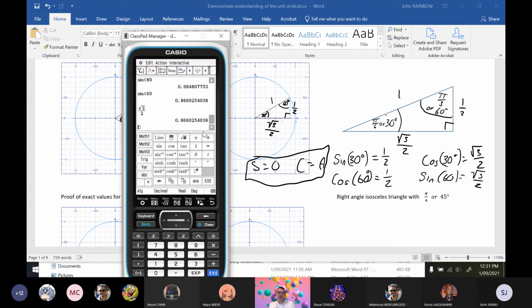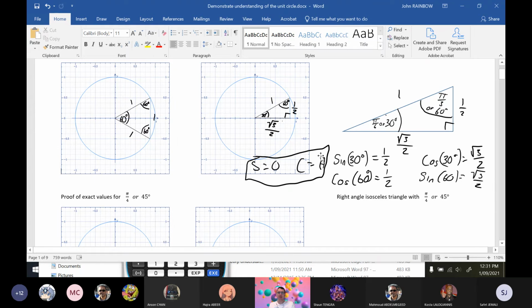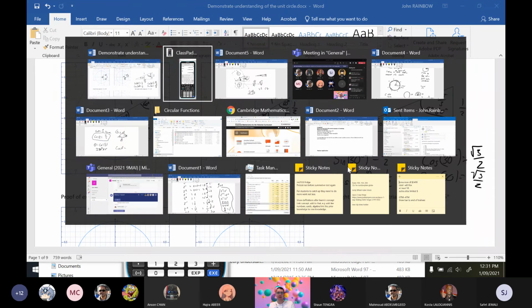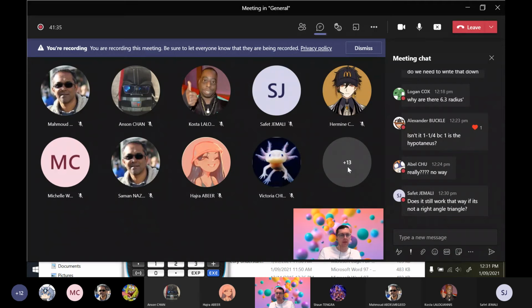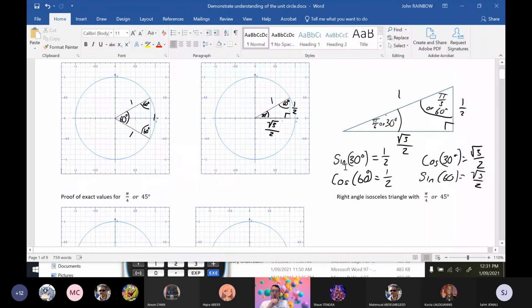Now we're trying to find exact answers. So we're trying to find exact values because there's not a lot of exact values in this. There's only some in some of them, and that's sort of where we're going with that. It doesn't work that way if it's not a right angle triangle. We're only dealing with right angle triangles. Really good question. So, yeah.